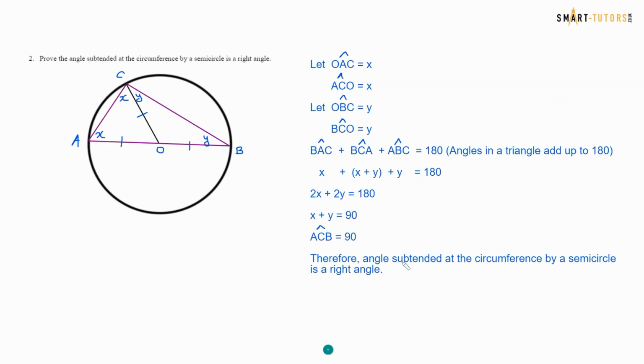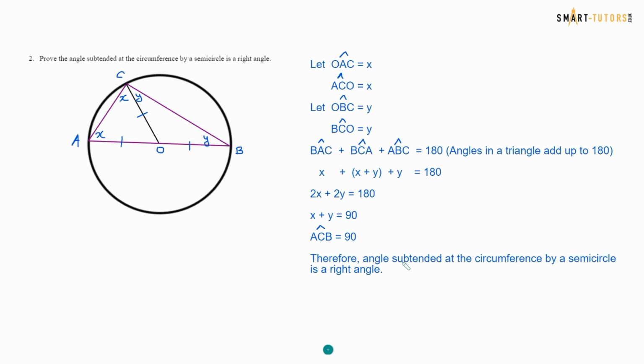Second question, prove the angle subtended at the circumference by a semicircle is a right angle. In this one you need to draw a circle and the construction lines are: you draw a diameter which passes through the center, AOB is a straight line passing through the center, which we call a diameter. So connect A to C. C is a point on the circumference and C to B is also connected.